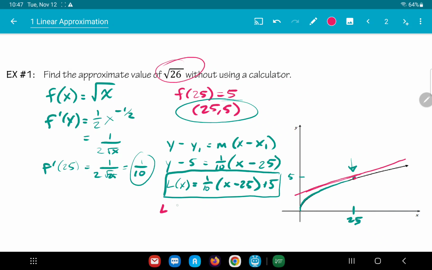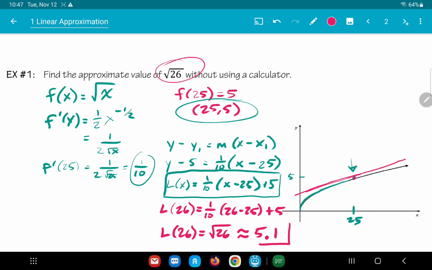So now this is where we plug in 26 into your linear approximation line. So 26 minus 25, that will just give us 1. 1 times 1/10 is 1/10, and add 5. So what we're saying here is that L of 26, which is basically root 26, is about equal to 5 and 1/10, or I'll just write it as 5.1. Okay, so that's our approximation right there.